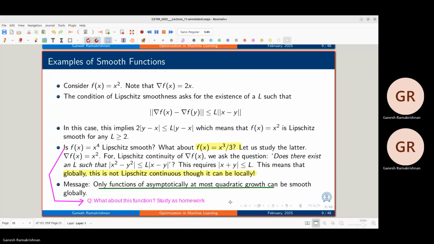But we have a major challenge with respect to x raised to 4 when it comes to Lipschitz smoothness. Okay, so I hope that asymmetry is somewhat clear here.